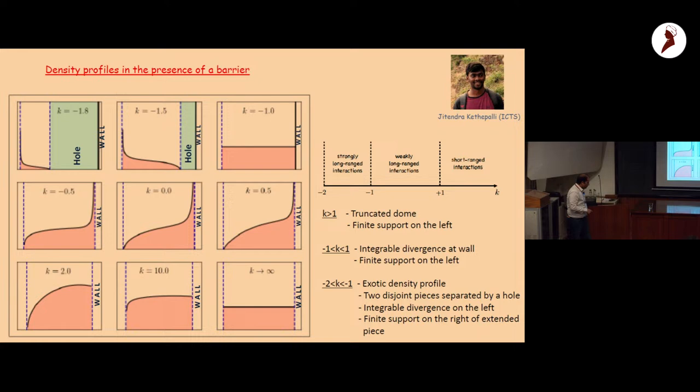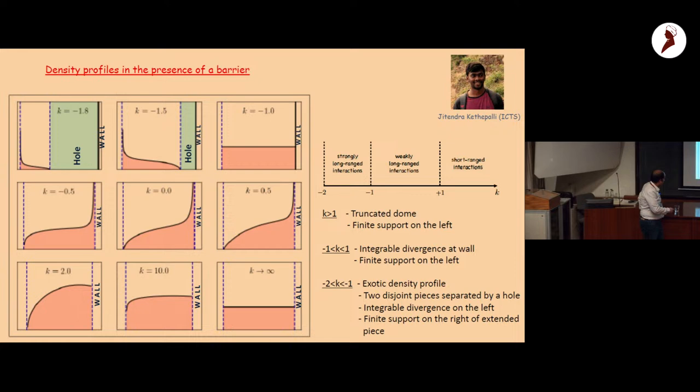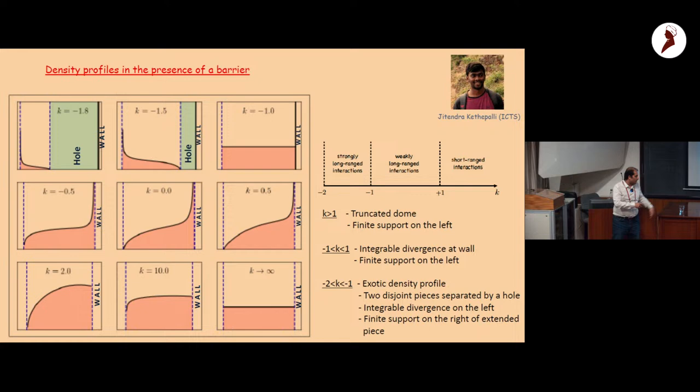These calculations are also fairly simple, because you just have to involve the position of the wall, and so this is the wall. Of course, if the wall is outside the support, nothing happens, right? You start bringing the wall towards the cloud. Let's look at this one. Here the dome is truncated and the support is just pushed. Is the k equal to 2 clear? You have some finite density at the wall and its support is pushed.